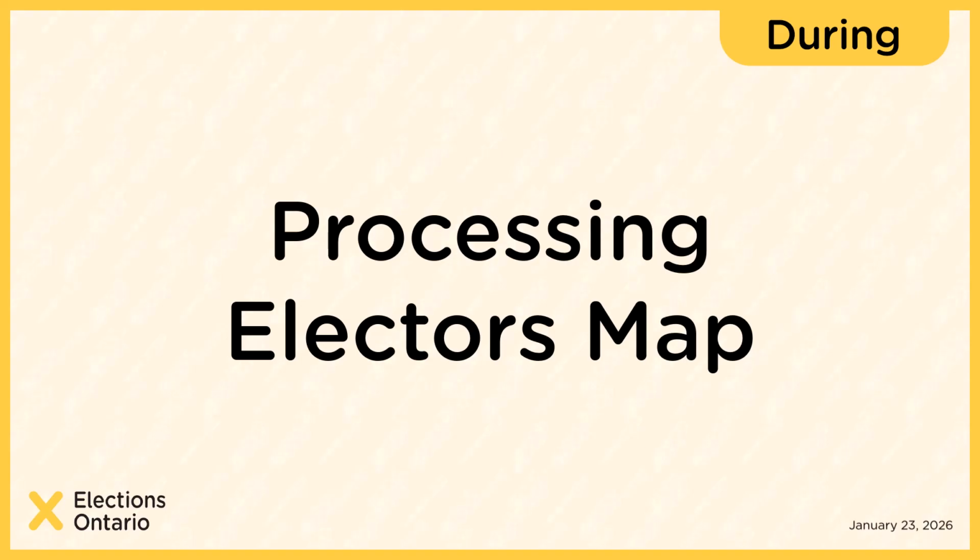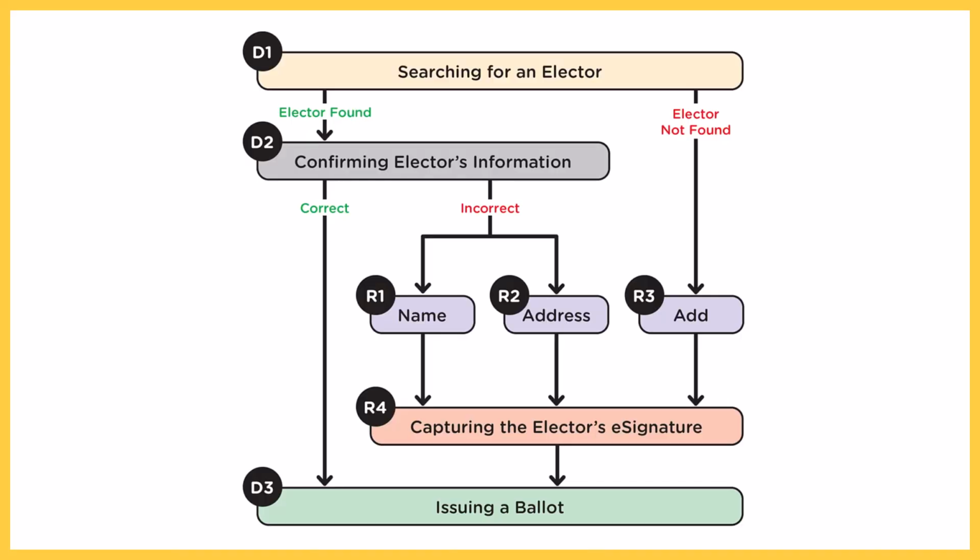At the back of the DRO guide, you'll find a map detailing all of the situations that may occur when processing electors. Let's review how to use it. This is what the full process map looks like. You will use it to follow through each step of processing an elector.